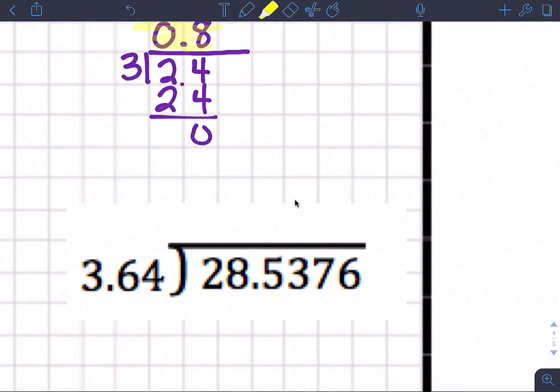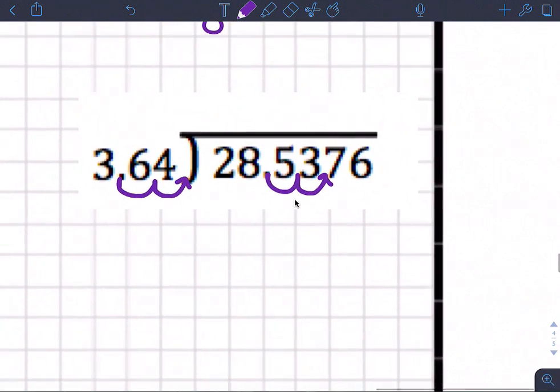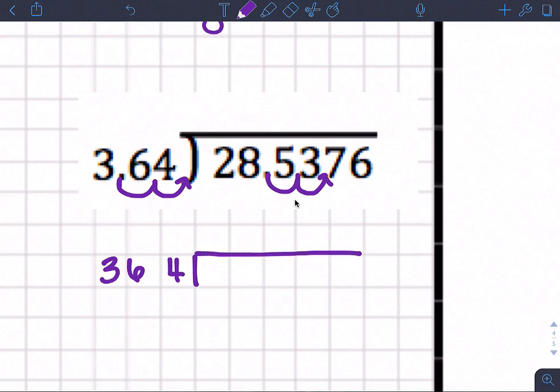Alright, here is a trickier one. This one, if we take a look, notice that this decimal needs to be moved not once but twice, which means that this one needs to be moved twice as well. So we have 364 on the outside. And it's really nice to do these types of problems on graph paper or grid paper because it helps to keep the numbers lined up really nicely. And then this number became 2,853 and 76 hundredths.